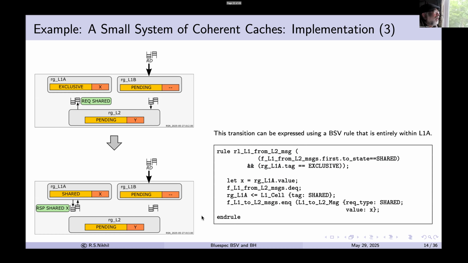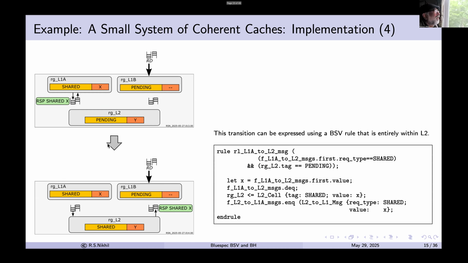So let's keep going. Now in L1A, when I have a shared request coming in here, what I want to do is downgrade myself to shared, and I want to send a response back to L2 saying, yes, okay, you're shared, and here's the new value X. And that's expressed in this rule here. Move forward. In L2 now, when we get the shared X here, from pending, we can go to shared. I have a typo here. This should be X over here. Sorry. In L2, I've updated my value, and I'm sending a response back to L1 saying, okay, you can go from pending to shared, and here's the value X for you.